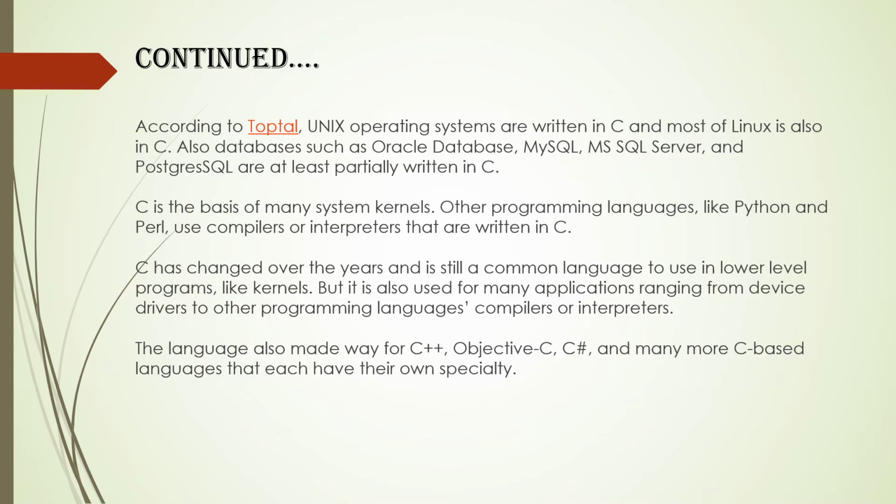C has changed over the years and is still a common language to use in lower level programs like kernels. But it is also used for many applications ranging from device drivers to other programming languages, compilers or interpreters. The language also made way for C++, Objective-C and C# and many more C based languages that each have their own specialty.